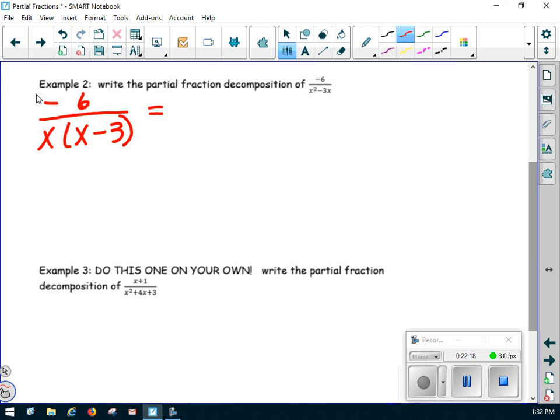So how many fractions will we have in our decomposition? 2. One of them will have x as the denominator. The other one will have x minus 3 as the denominator. Now we have to decide what to put in the numerator. That's right. Let's look at this x. Is that constant, linear, quadratic? Linear. So the numerator has to be constant.